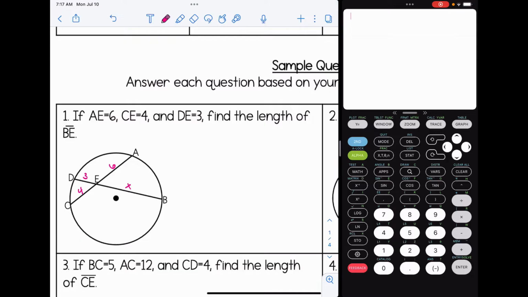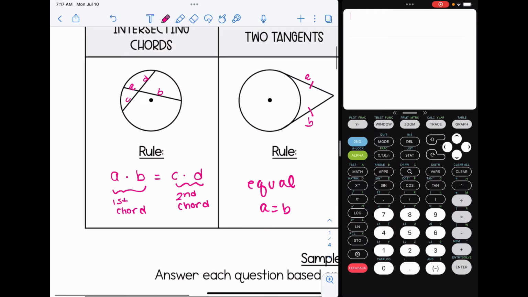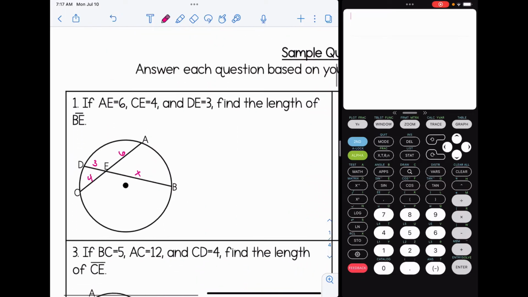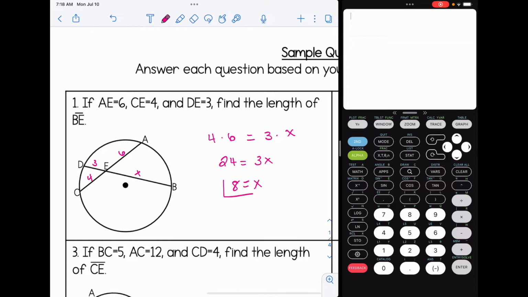So we definitely have the scenario of two intersecting chords. Remember our formula: multiply the two parts of one chord, multiply the two parts of the other chord. So 4 and 6 multiplied is going to be equal to 3 times X. Then you have a very quick algebraic equation to solve here, and we get that X, or BE, is equal to 8.